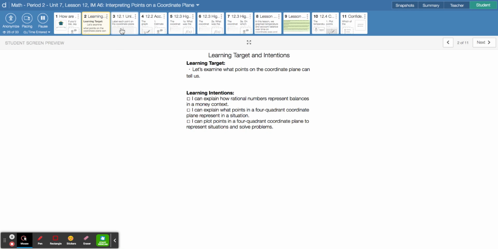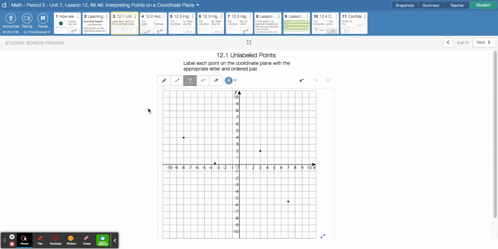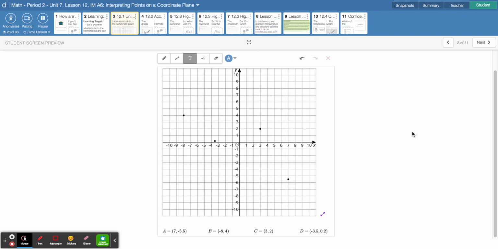Taking a look over at slide 3, we can see that we're asked here to label each point on the coordinate plane with the appropriate letter and the ordered pair. You'll notice if you do scroll down from here that you can see the ordered pairs along with their coordinates. So from here, we can easily just start by either going by letters or by picking a point and seeing which one matches to it. In this case, I'm going to go ahead and use my text tool to help me to write it. So instead of using my pencil tool, I will use my text tool.